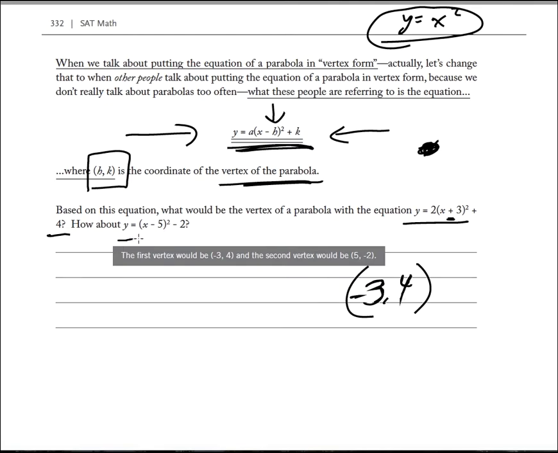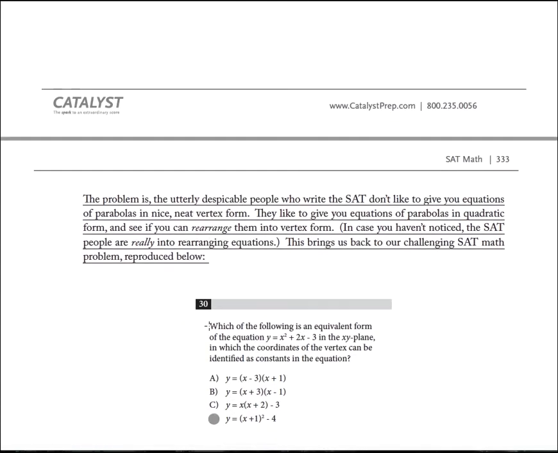And now if I gave you y equals x minus 5 in parentheses squared minus 2, what would be the vertex there? Who can tell me? Brenda, yeah, you're right. This one would be 5, negative 2. Good. So let's kind of build on that knowledge and let's tackle this question here.